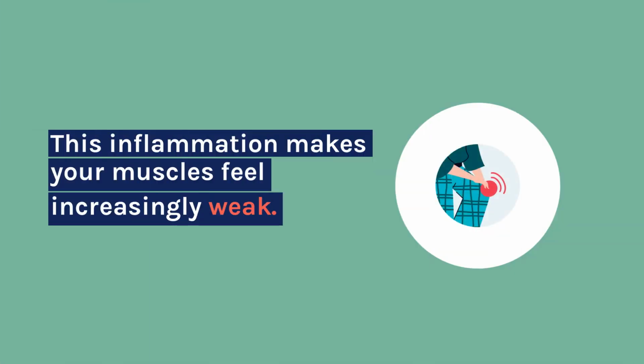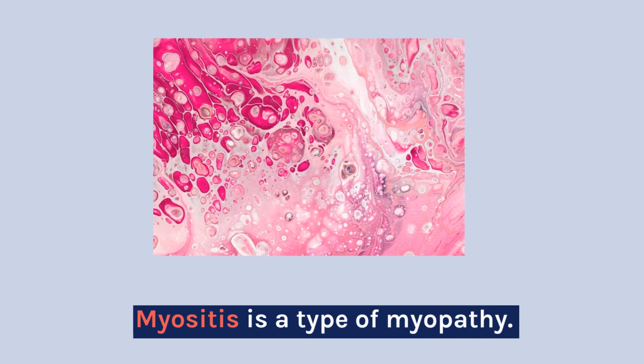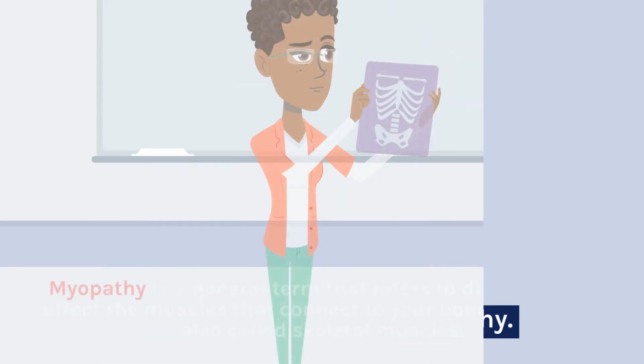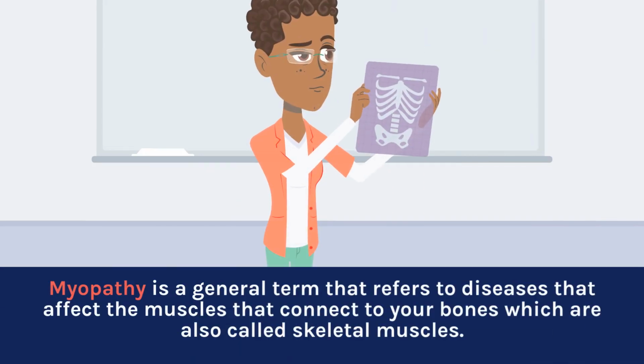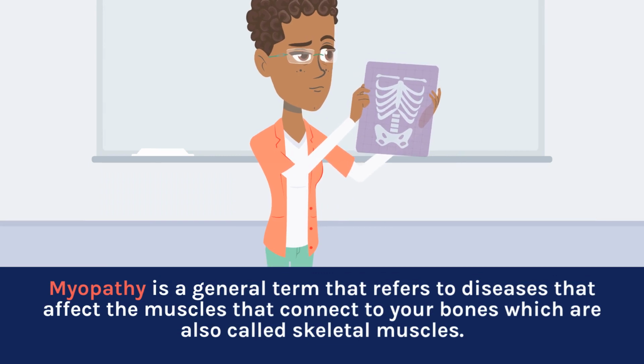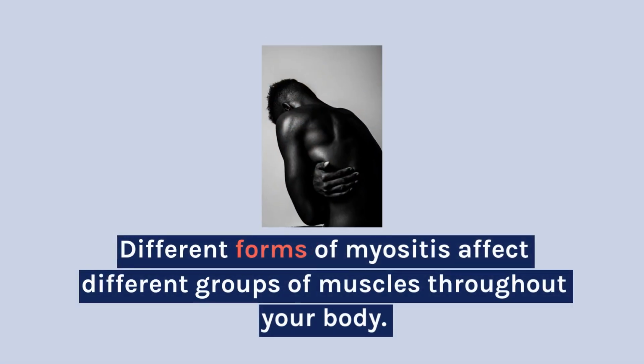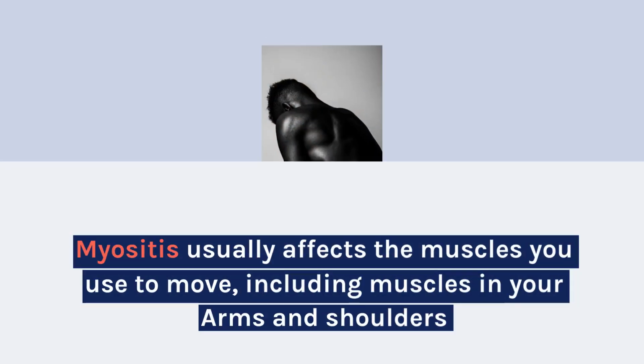This inflammation makes your muscles feel increasingly weak. It may also lead to muscle pain. Myositis is a type of myopathy. Myopathy is a general term that refers to diseases that affect the muscles that connect to your bones, which are also called skeletal muscles. Different forms of myositis affect different groups of muscles throughout your body.